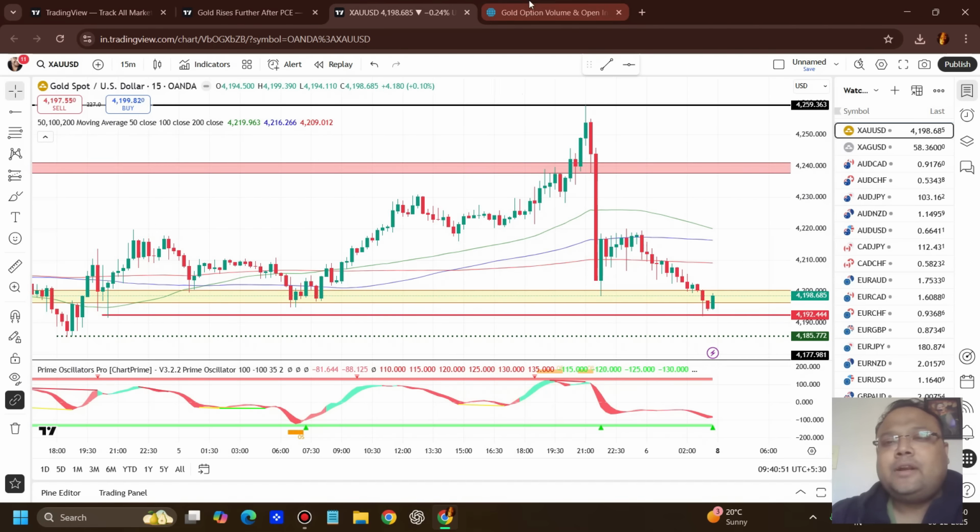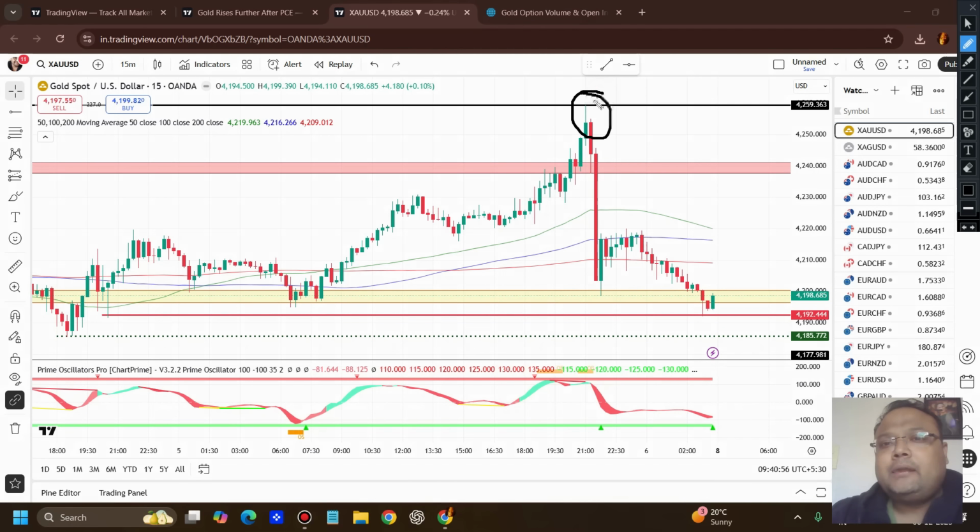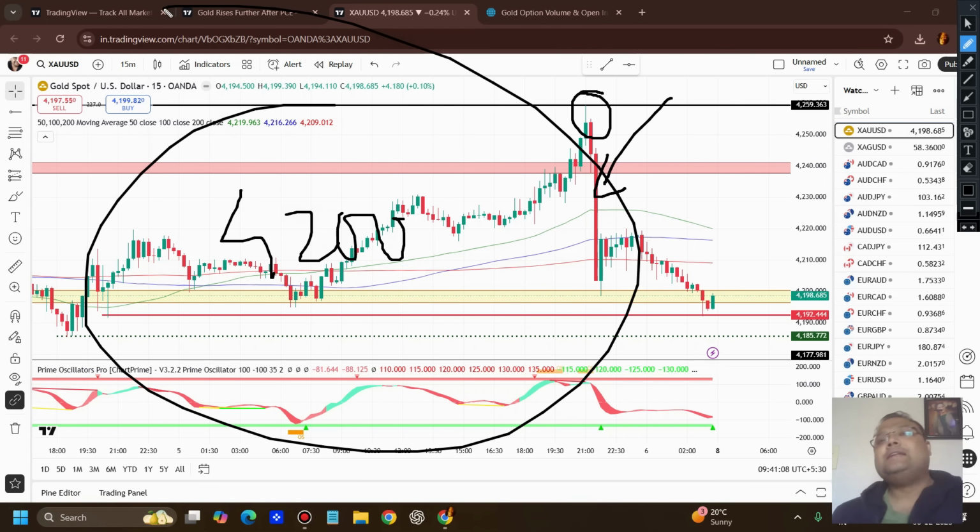But you can see that after hitting 4260 or 4259, the market fell like a rock. And you can see the market again came to 4200. We have seen in the last few days that 4200 is acting like a magnet. Whether the market is going down or going up, it doesn't matter. Ultimately, it settles around 4200, and as long as the market remains in and around 4200, this confusion regarding the trend of the market shall continue. So let's wait and watch where the trading opportunities are for Monday.